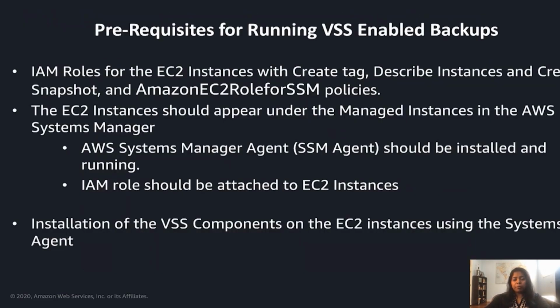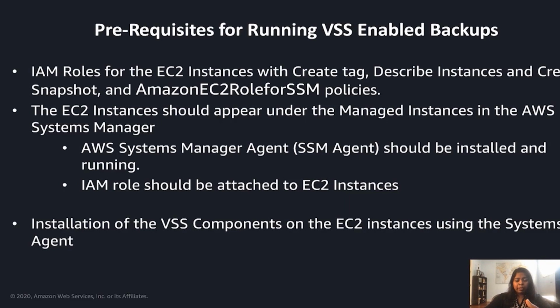So in order to set up VSS-enabled backups, there are some prerequisites we need to set up. IAM roles for the EC2 instances with create tag, describe instances, create snapshot, and Amazon EC2 role for SSM policies need to be created and attached to the EC2 instance. The EC2 instance needs to appear under the managed instances in AWS Systems Manager, and in order to do that, you need to ensure that the AWS Systems Manager agent is installed and the services are running on the EC2 instance.